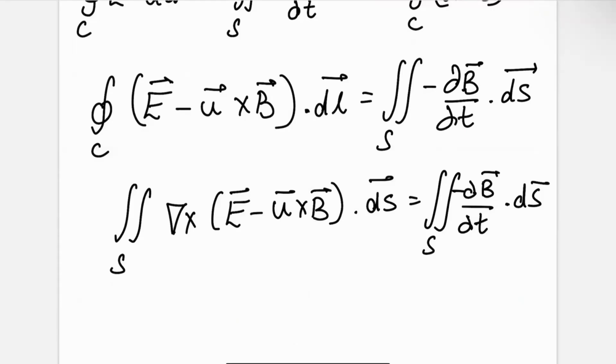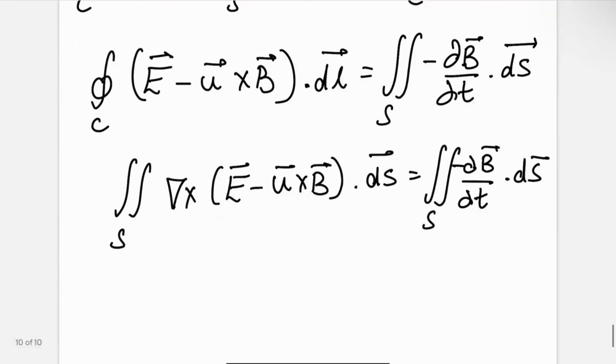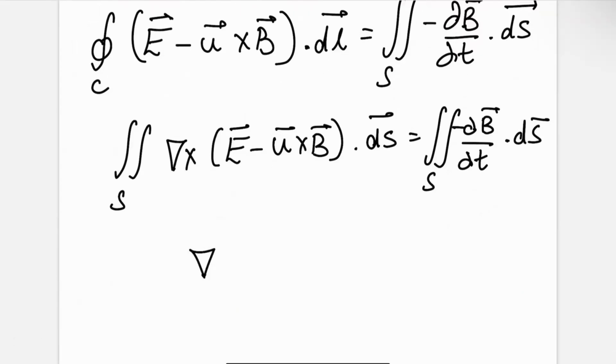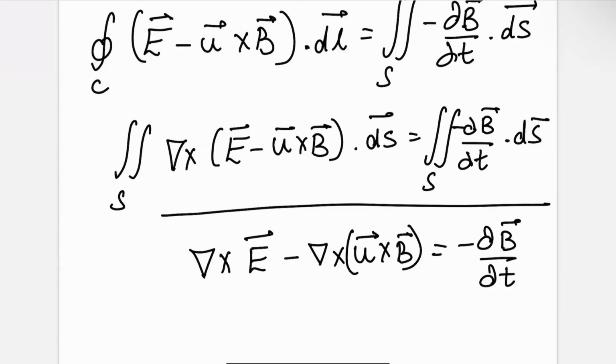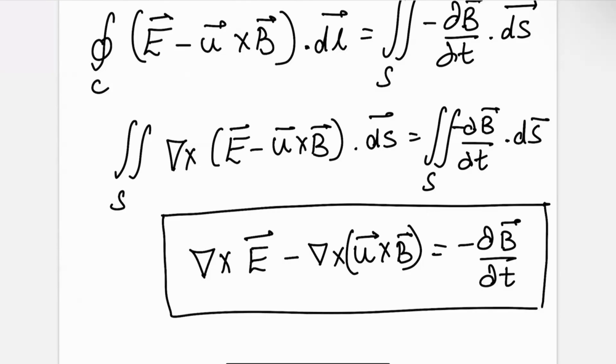right? So you have again two integrals and you want to equate them. They're equal to each other. And since S is arbitrary, it should be true at every point. Essentially, that's the argument. We used that argument before, which means curl of E minus curl of u cross B is equal to minus dB over dt. So this is the point form of Maxwell's equations where you account for moving contours or moving surfaces.